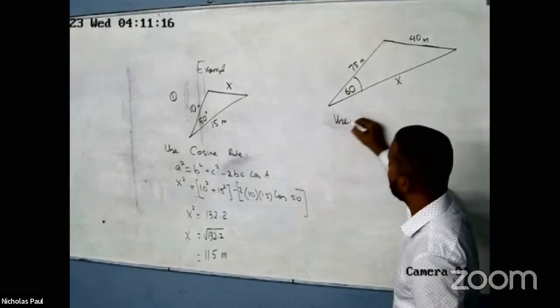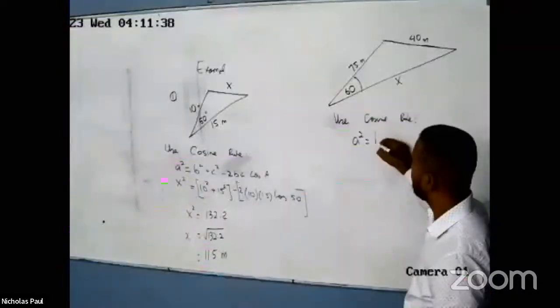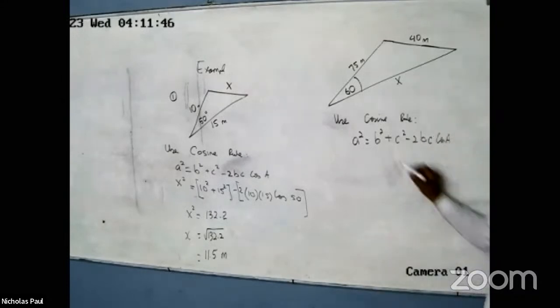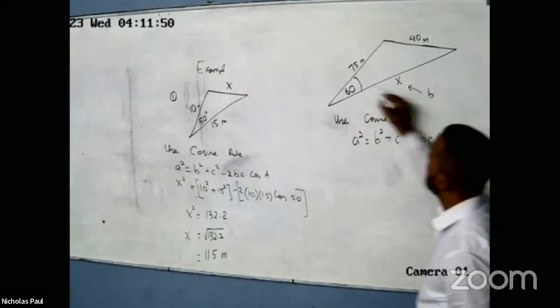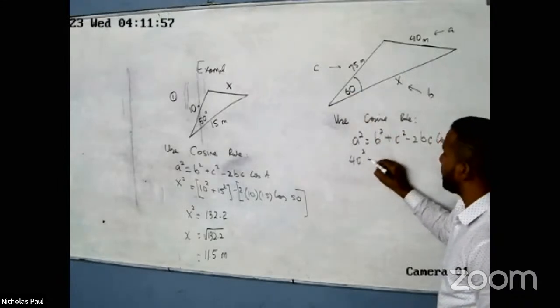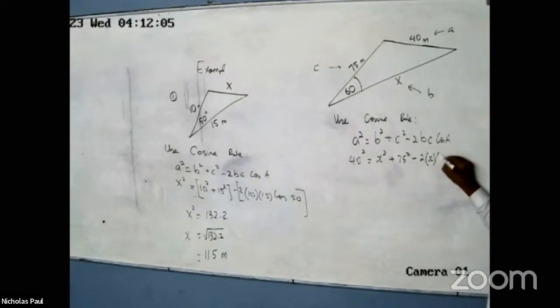So watch this here. Use cosine rule. This is your B, this is your C, and this is your capital A. So 40 squared is equal to x squared plus 75 squared minus 2 by x by 75 cosine 60.